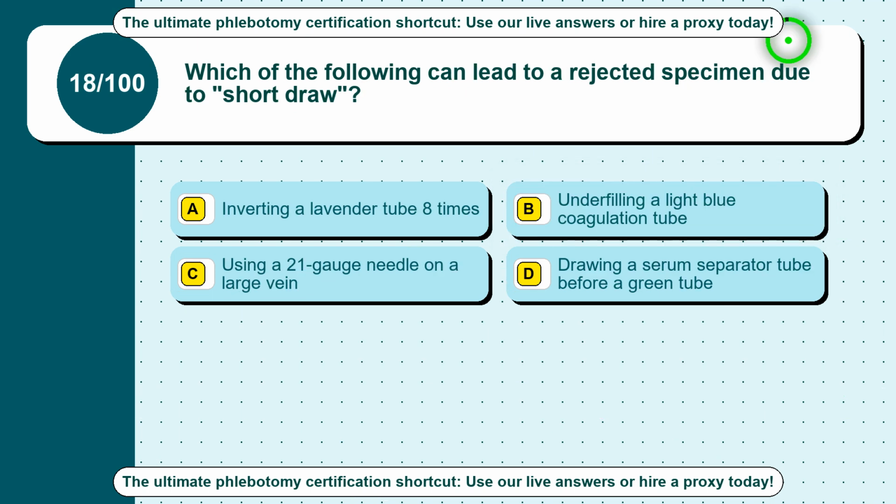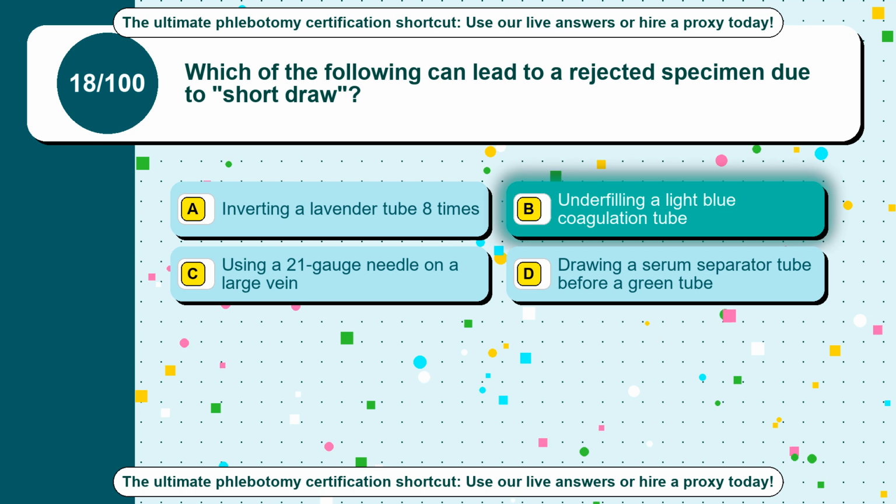Question 18. Which of the following can lead to a rejected specimen due to short draw? Option A, inverting a lavender tube 8 times. Option B, underfilling a light blue coagulation tube. Option C, using a 21 gauge needle on a large vein. Option D, drawing a serum separator tube before a green tube.